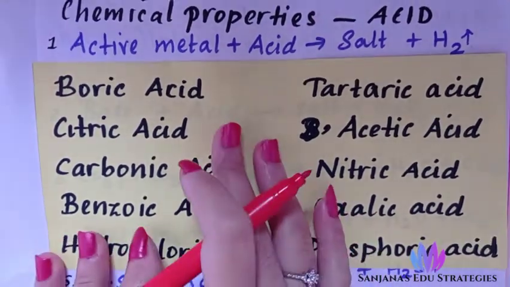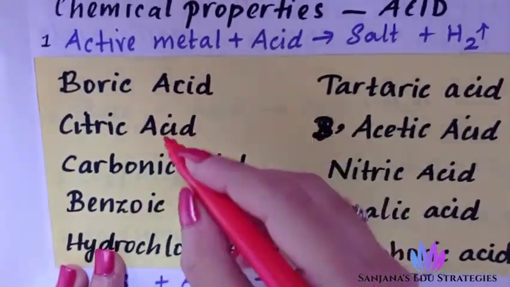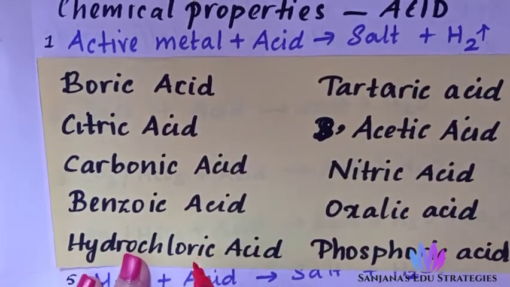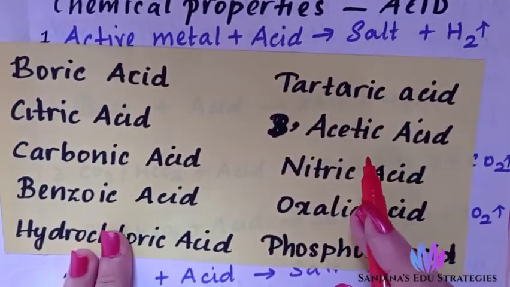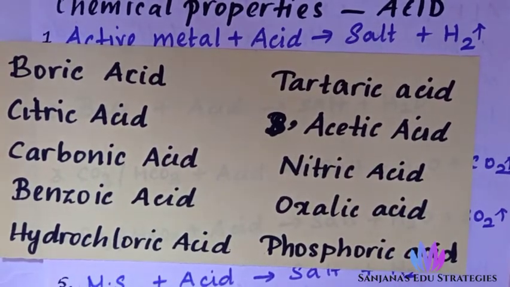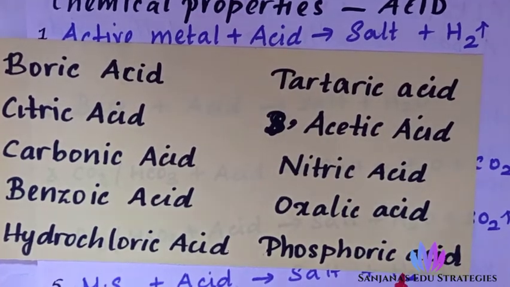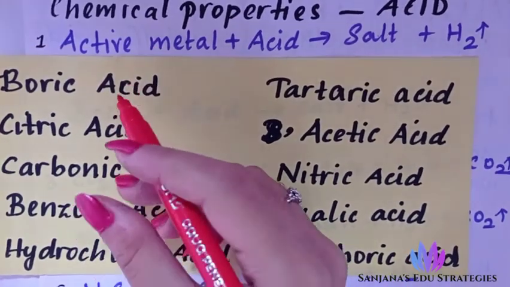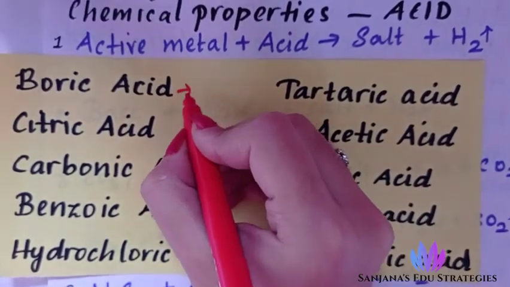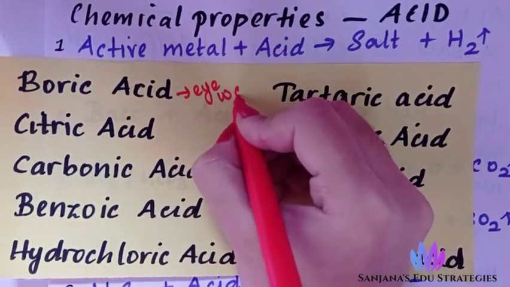First of all, you should understand there are different types of acids like boric acid, citric acid, carbonic acid, benzoic acid, hydrochloric acid, tartaric acid, acetic acid, nitric acid, oxalic acid and phosphoric acid. Different acids have different functions. Boric acid is used as an antiseptic and as eye wash.